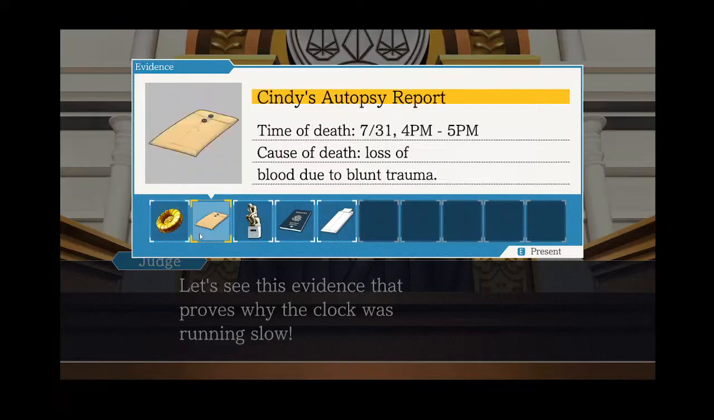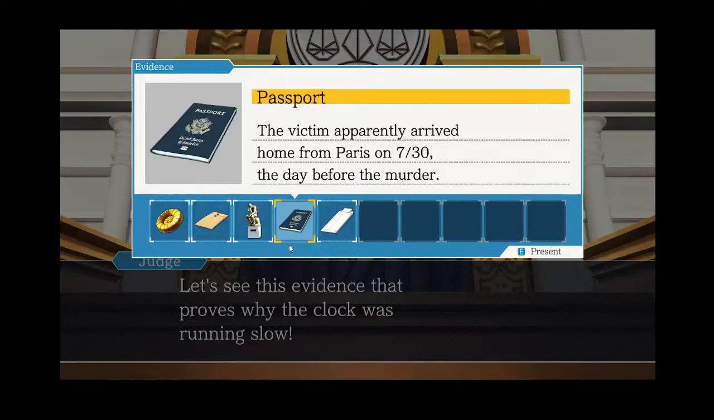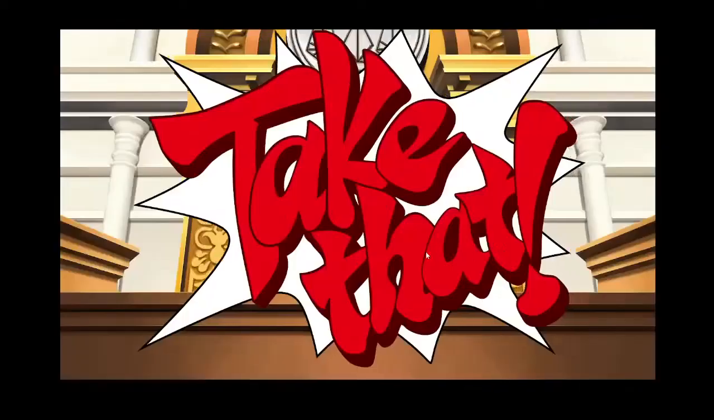Keep going. Alright, so we got Sydney's autopsy report. Keep going. We got the statue. Keep going. We got the passport. Aha! There it is. You ready? Yep, you are right. It is the passport.